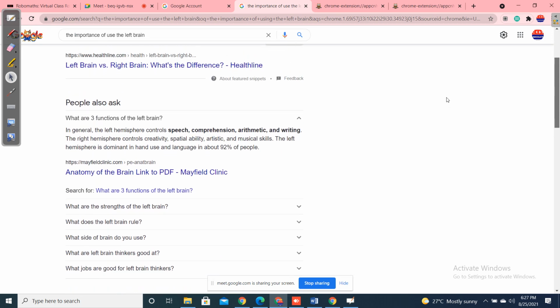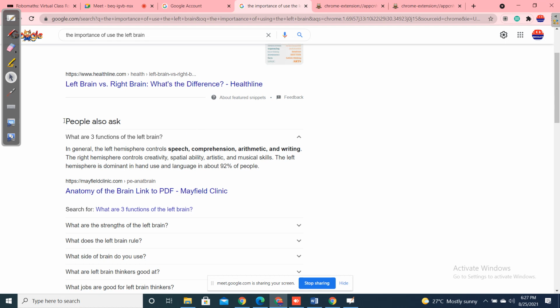I believe you can read here too. Read here for me. What are the three functions of the left brain? In general, the left hemisphere controls speech, comprehension, arithmetic, and writing. The right hemisphere controls creativity, spatial ability, artistic and musical skills. The left hemisphere is dominant in hand use and language in about 92% of people. Okay.